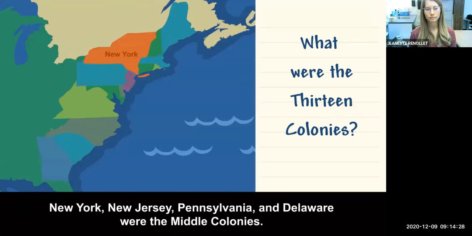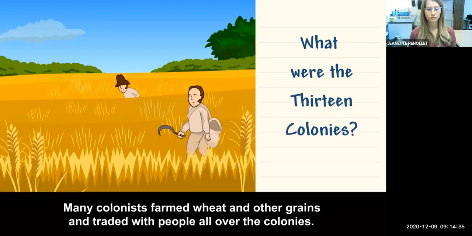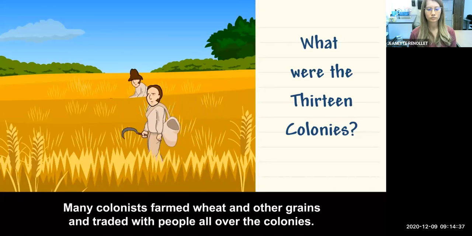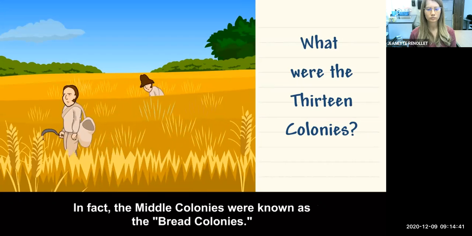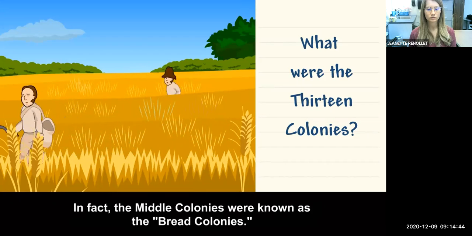New York, New Jersey, Pennsylvania, and Delaware were the middle colonies. Many colonists farmed wheat and other grains and traded with people all over the colonies. In fact, the middle colonies were known as the bread colonies.